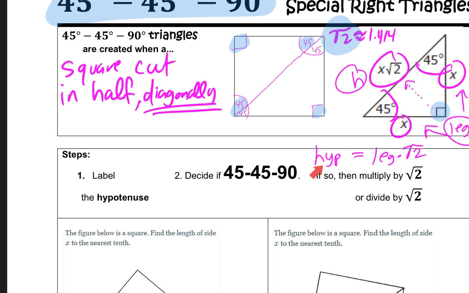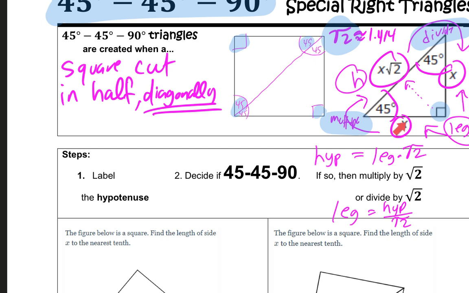And if we're going this way by multiplying, then we work backwards by dividing. If we're given the leg, we multiply times square root of 2 to get to the hypotenuse. If we're given the hypotenuse, we're going to divide by the square root of 2. So the leg is equal to the hypotenuse divided by the square root of 2. If we're going this way, we multiply, and if we're going this way, we divide. It will make perfect sense to you when we're done, but that's what we're going to think.